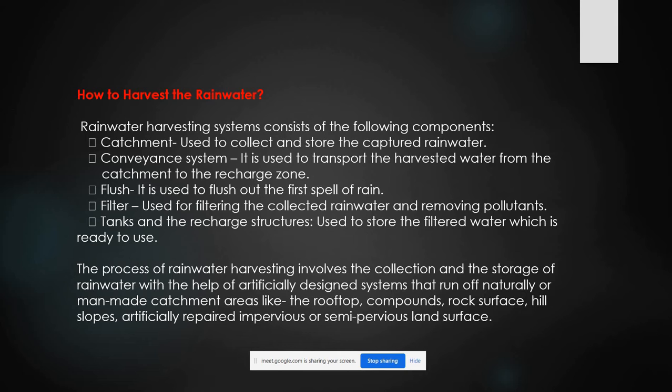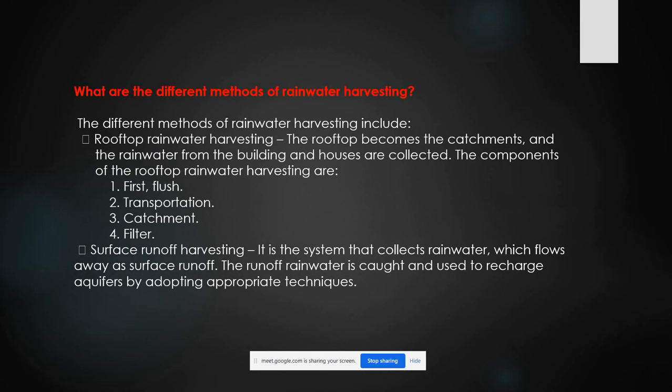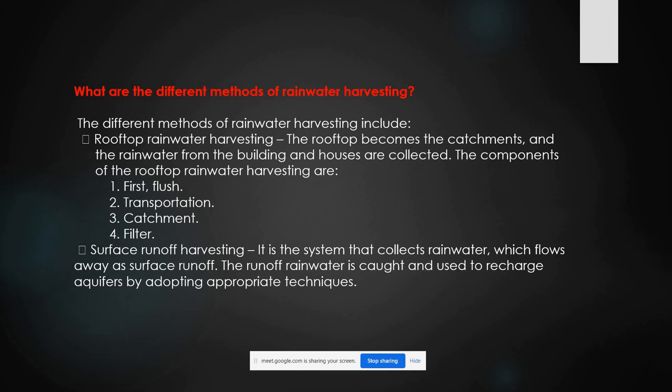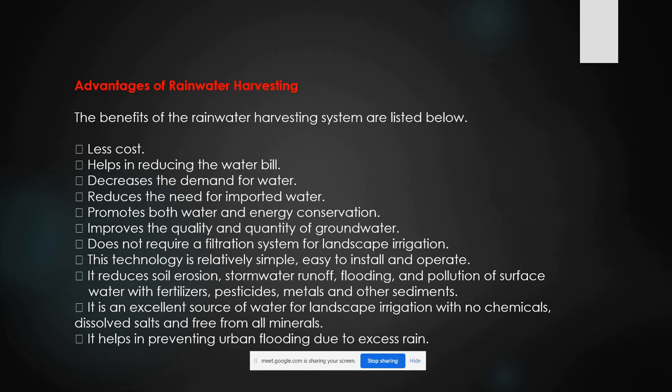Advantages of rainwater harvesting. The benefits of the rainwater harvesting systems are listed below. First, less cost: it helps in reducing the water bill, decreases the demand for water, reduces the need for imported water, promotes both water and energy conservation, improves the quality and quantity of groundwater, and does not require a filtration system for landscape irrigation. This technology is relatively simple, easy to install and operate.